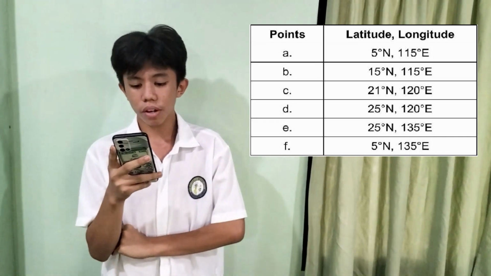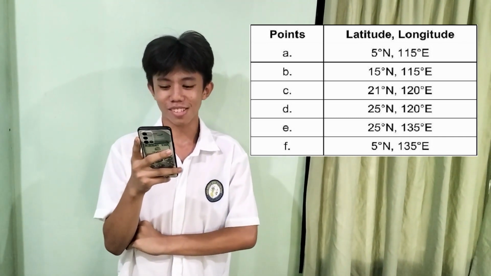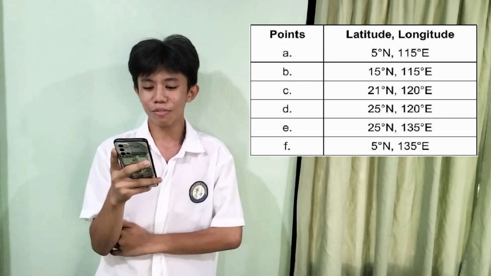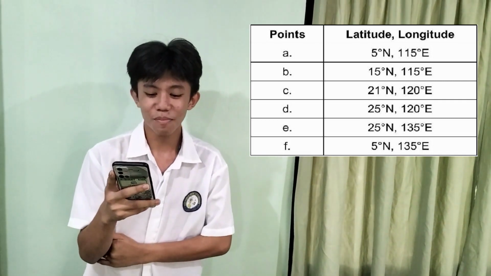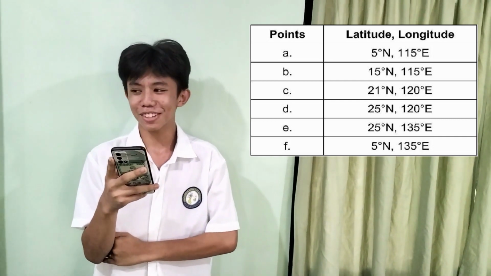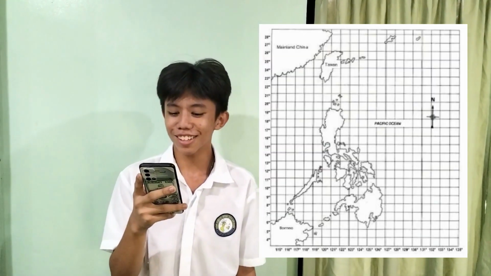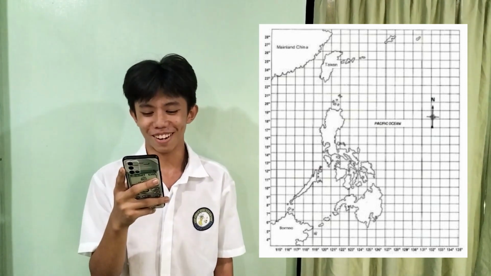Fourth is 25 degrees north and 120 degrees east. Fifth is 25 degrees north and 135 degrees east. And lastly, we have 5 degrees north and 135 degrees east. If we connect all of these imaginary points, we can create an area which we call PAR. Anything that is beyond that measurement does not belong in the PAR.